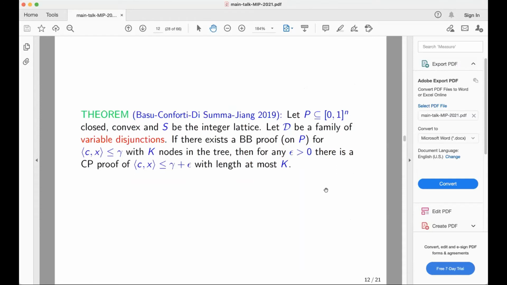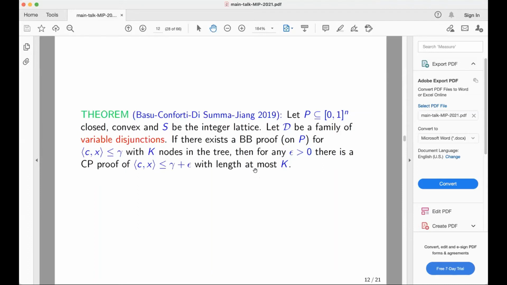In particular, here's the theorem. So if you have a branch and bound proof or a branch and bound algorithm, this should have been an algorithm. I haven't introduced what a proof is, so just think of this: if there exists a branch and bound algorithm that produces k nodes in the tree, then you can sort of prove the same inequality, the validity of the same inequality, using a cutting plane proof of the same size if you allow a little bit of slack.